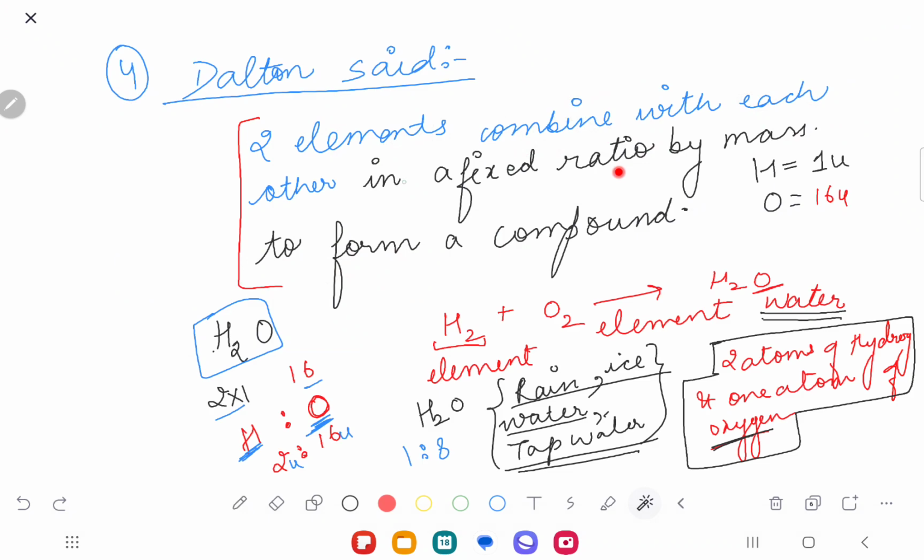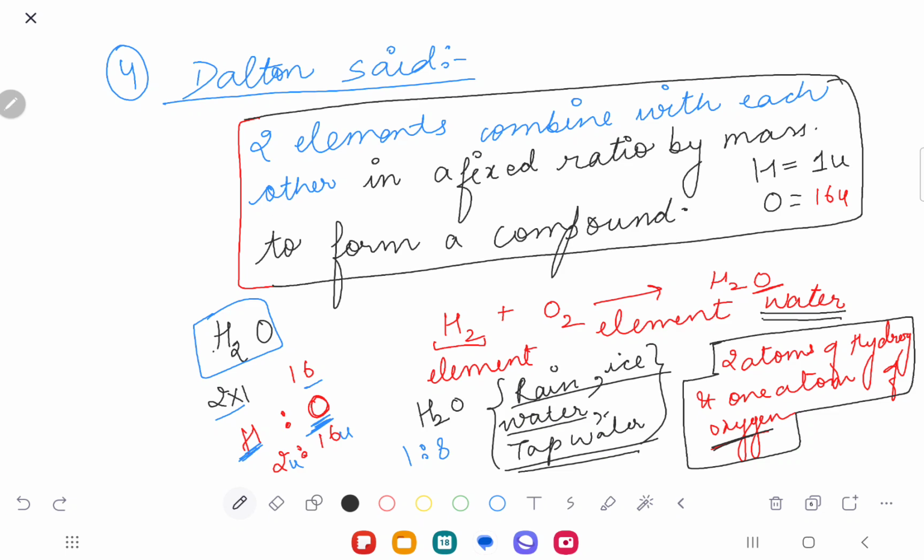Then what do we have? We have the last important postulate. The most important postulate is that whenever two elements combine with each other, they always combine in a fixed ratio by mass to form a compound. Are you understanding my point? So that is the concept. Any doubts in this? All right.